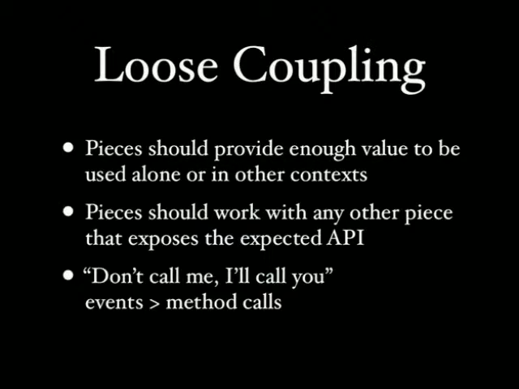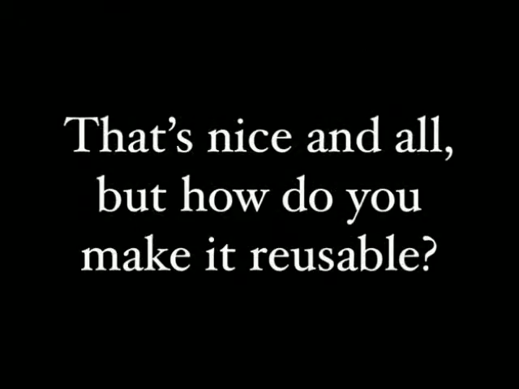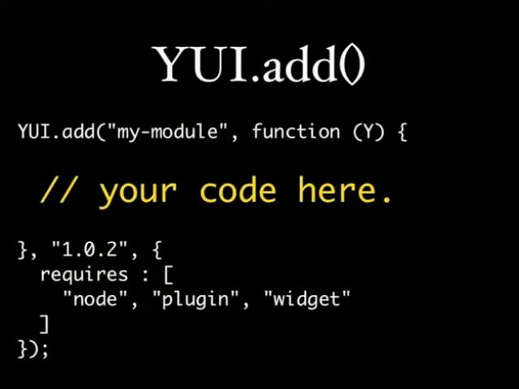Okay, so I've talked a little bit here about the things we're going to be using, but how do we actually make this a component that can be used in multiple different contexts? And the answer to that is YUI.add. Basically, YUI.add lets you create a thing that can then be attached to YUI instances in other contexts.